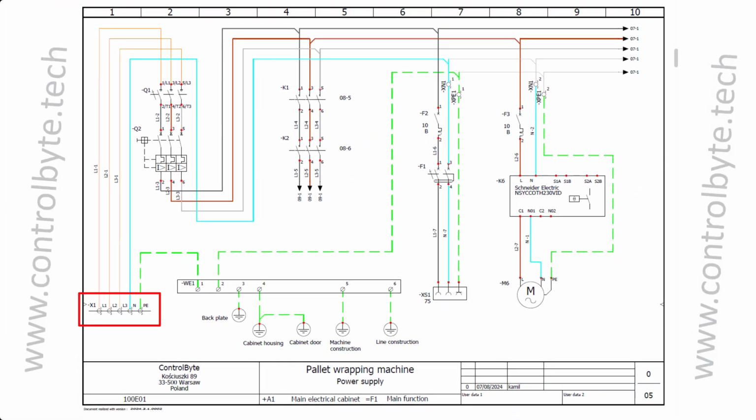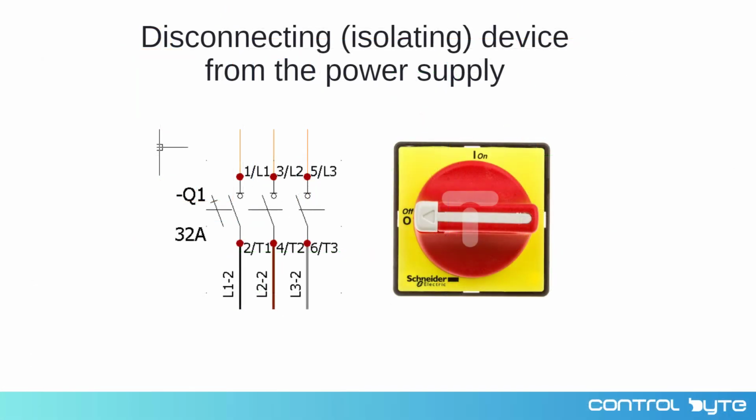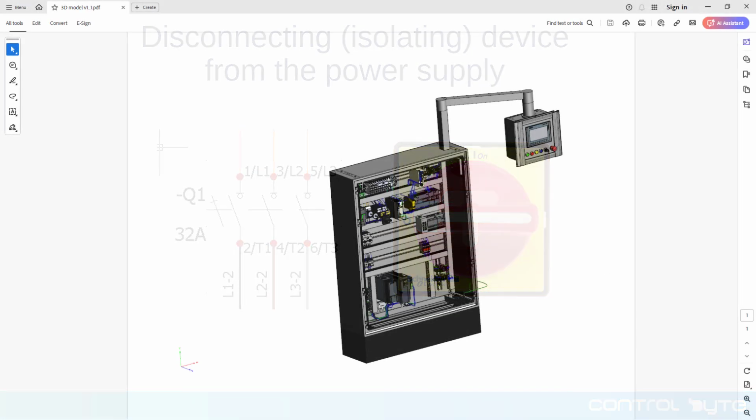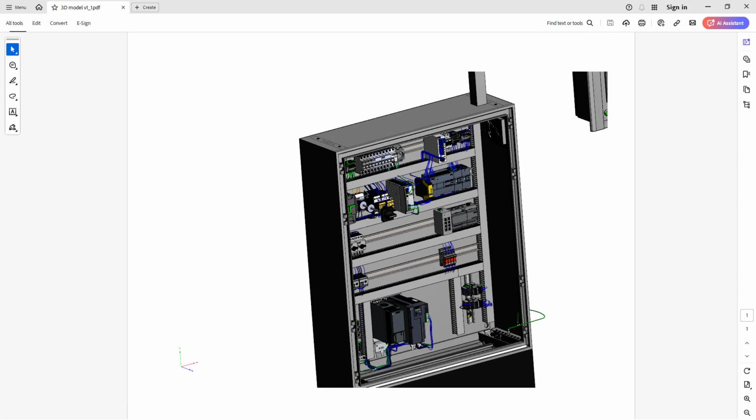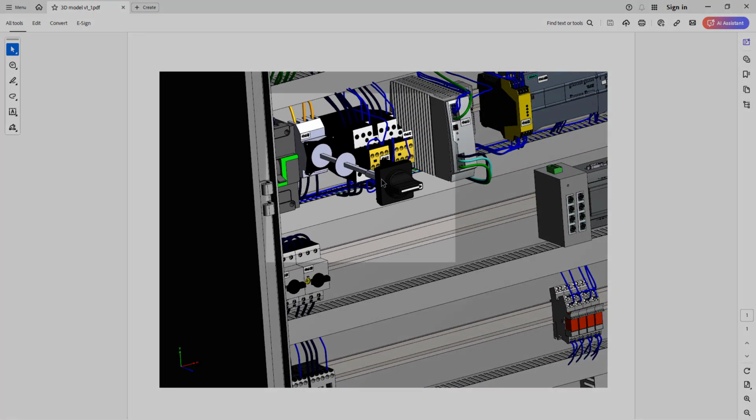From these terminal blocks, we move on to the next component, a disconnecting isolating device, labeled as Q1, which separates the system from the power supply. This ensures the system can be safely disconnected when needed. It looks like this in our 3D control cabinet.